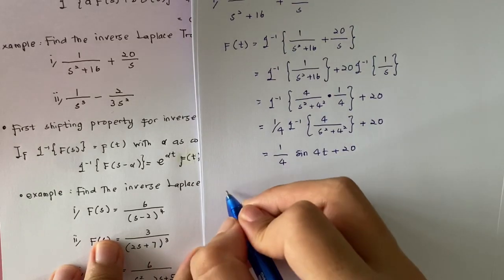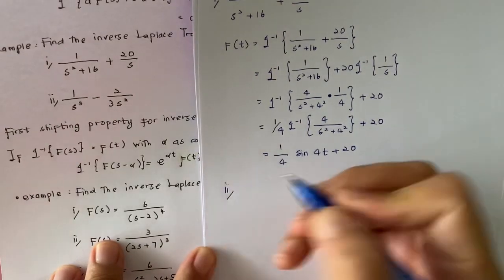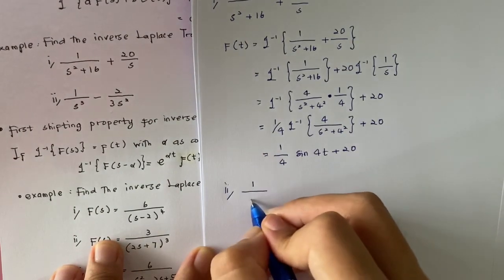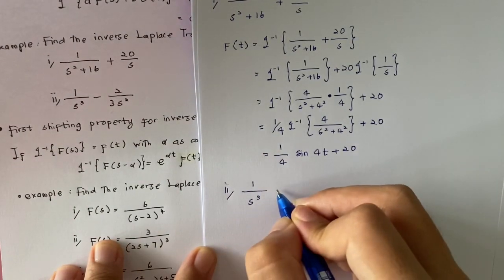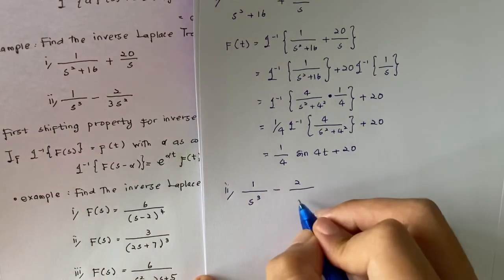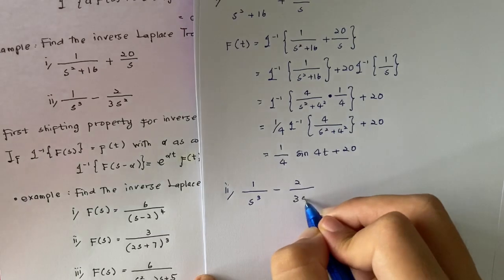For the second example, try to find the inverse Laplace for 1 over s cubed minus 2 over 3s squared.